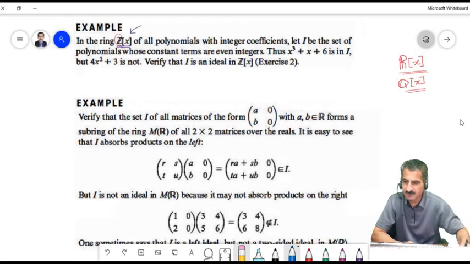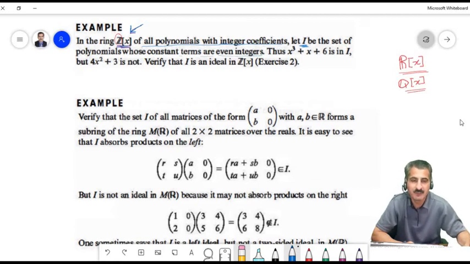Okay, so we will take an ideal of this ring. We go back to this ring here, the ring of polynomials with integer coefficients. Now the ideal I, take it to be the set of polynomials whose constant term is even. You know that polynomials have a constant term. So we will take the set of all polynomials with integer coefficients whose constant term is even. And remember that 0 is an even number.